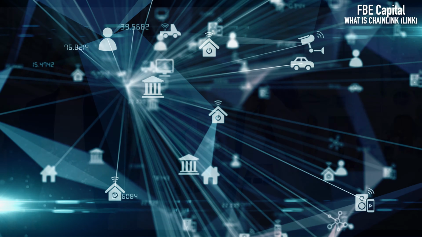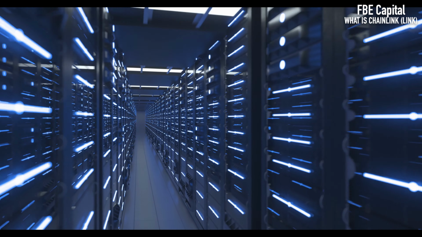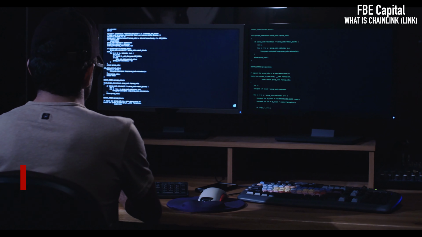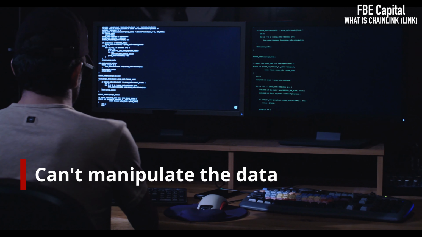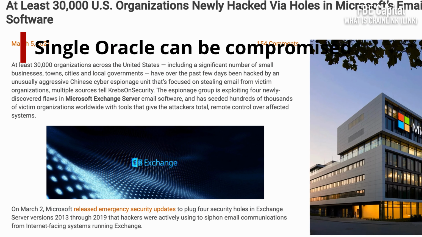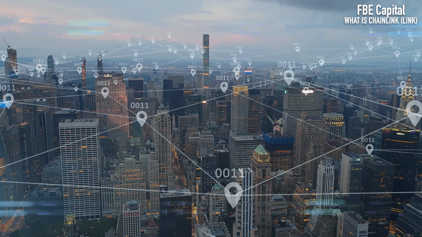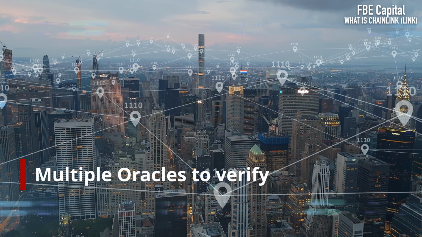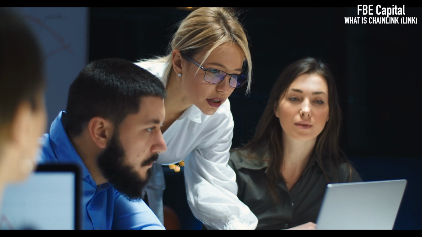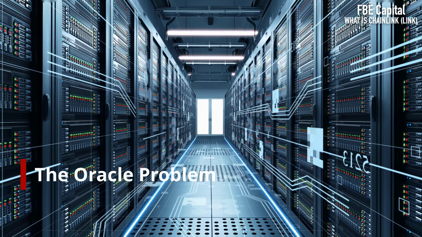And when you go one step further and say, what if the blockchain had access to a real-world data source or oracle? How would you then know if that data source is accurate, and how would you be sure that no one could manipulate that data source to influence the outcome of the smart contracts on the blockchain? Even oracles with the best intentions can be compromised or make mistakes, and this is why you don't want a single data source but rather multiple oracles to verify the data. So these two steps of communicating with an external data source and guaranteeing data integrity is also known as the oracle problem, and this is where Chainlink comes in.